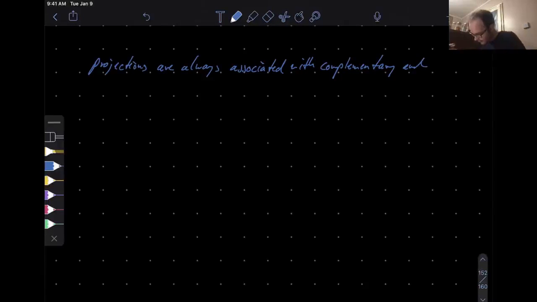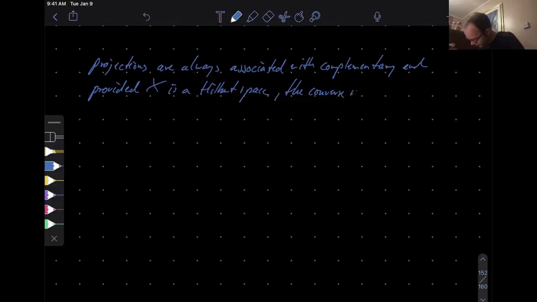And it turns out this is a two-way street if you are working in a Hilbert space, provided X is a Hilbert space, and the converse is also true. So why is this? That is coming from the projection lemma, and that's why we call it the projection lemma, because it immediately relates the decomposition of your Hilbert space into the sum of the closed subspace and the orthogonal complement thereof. It immediately relates it to a projection. That's why it's called the projection lemma.